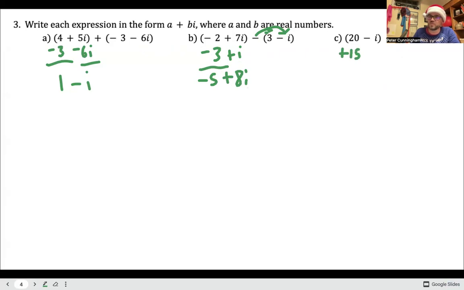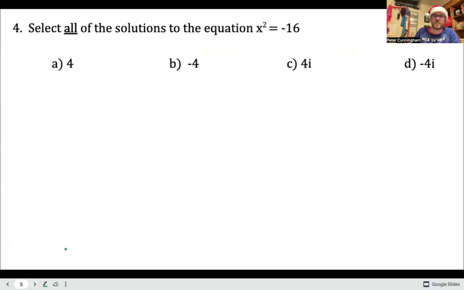Negative, negative. Ooh, this one's tricky because when we multiply, oh, it's not that tricky. So I was getting ahead of my skis there. All right, negative 2i. 20 and 15 make 35. Negative 3i. I was getting ahead of myself because I was thinking of multiplying, which we're about to do.